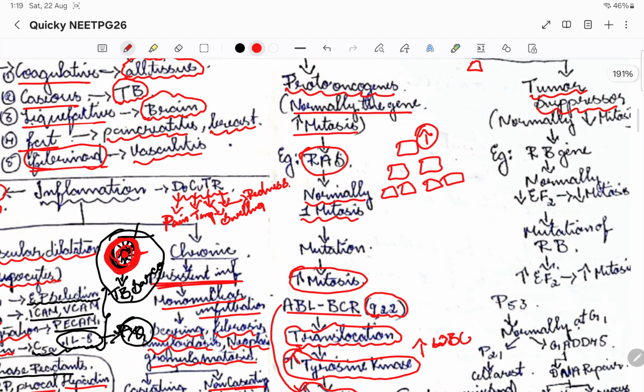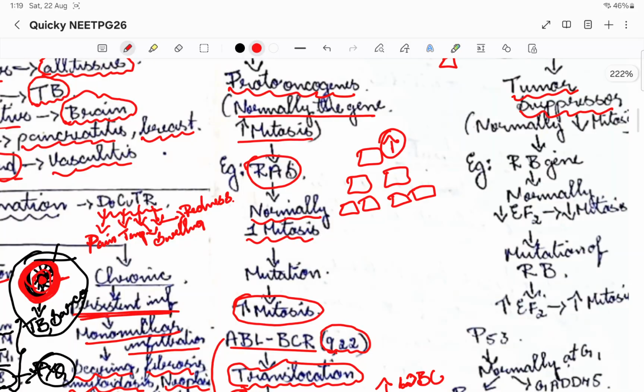Now coming to tumor suppressor gene, a similar thing only, but normally it tells the cell to reduce the mitosis, but when there is a mutation, there is no control of mitosis and the cells start dividing on their own. Okay, so this is what happens in tumor suppressor gene mutation.